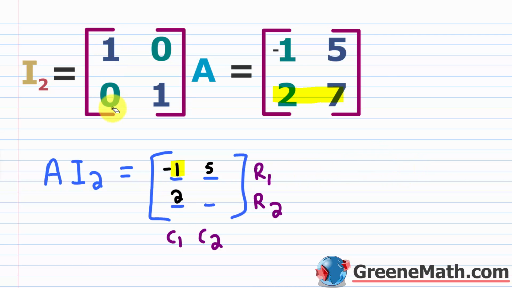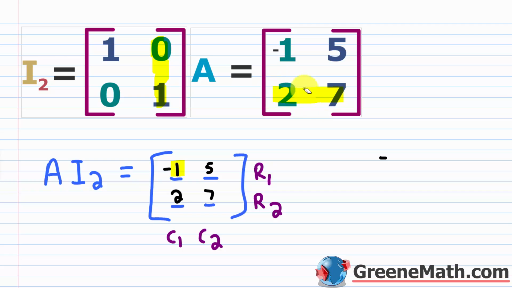So let me erase this now. We're going to move on to this one. So for the last entry down here, you're in row 2, column 2. So you've got the row from A and the column from I. So you've got 2 times 0, which is 0, plus you've got 7 times 1, which is 7, which gives me 7. So I put a 7 there.